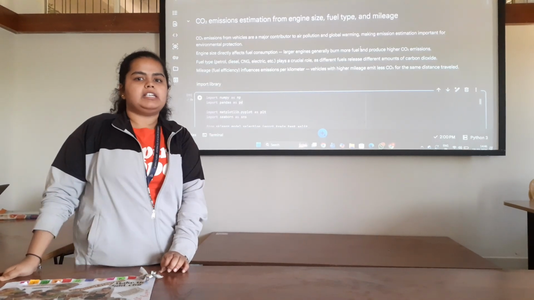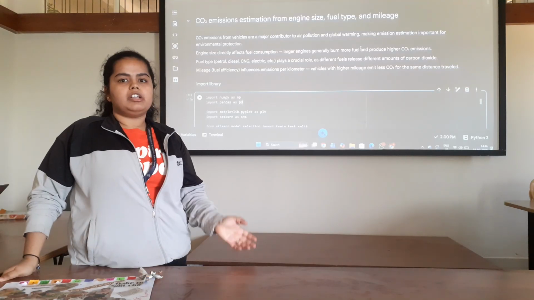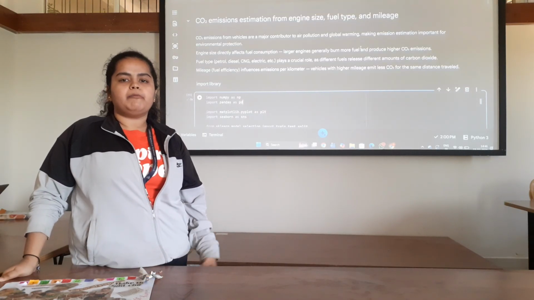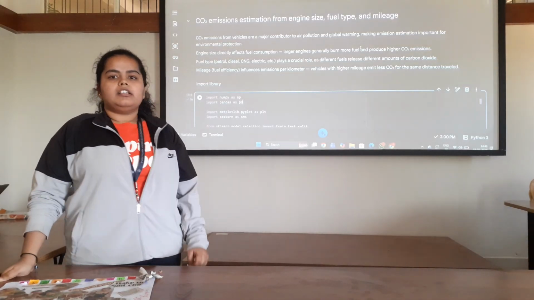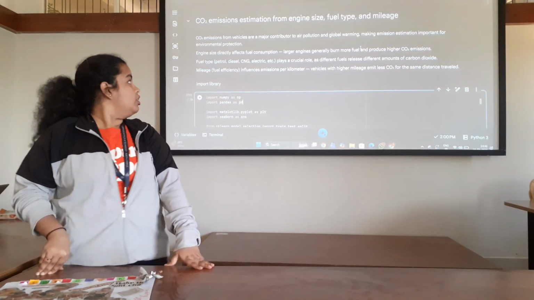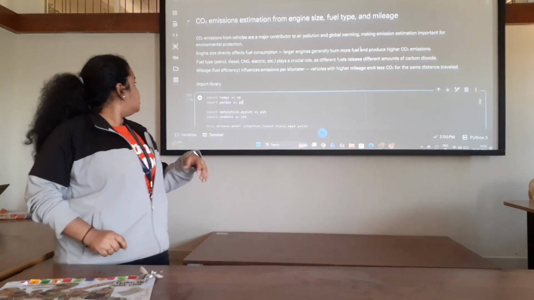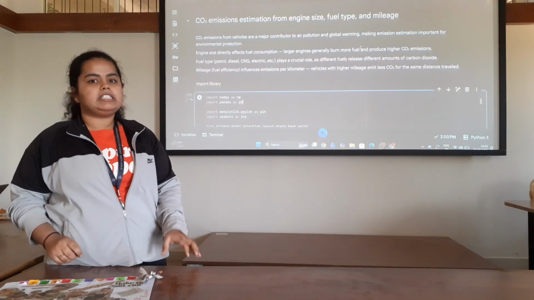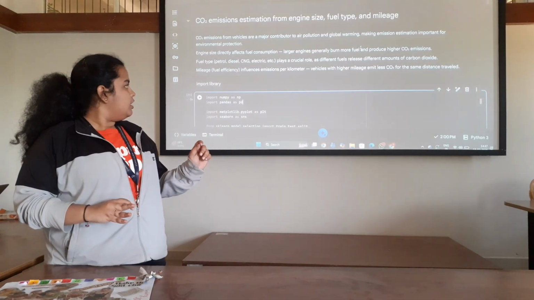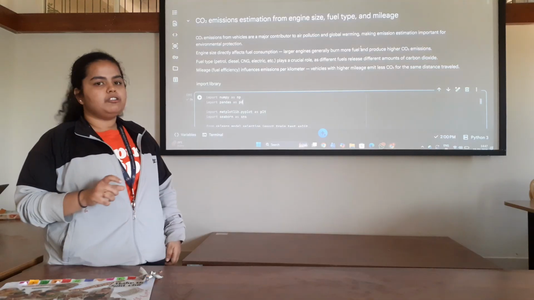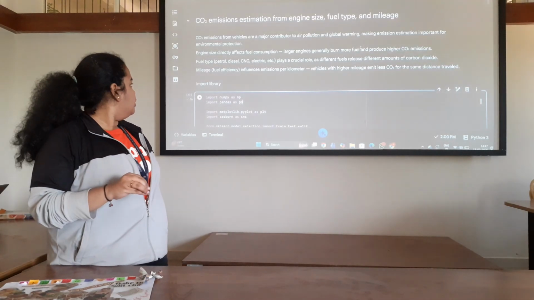I am here to present my project on CO2 emission estimation from fuel type, annual mileage, and engine size. Our project focuses on CO2 emissions from vehicles, which are major contributors to air pollution and global warming. To help protect the environment, we are building this project for the user.